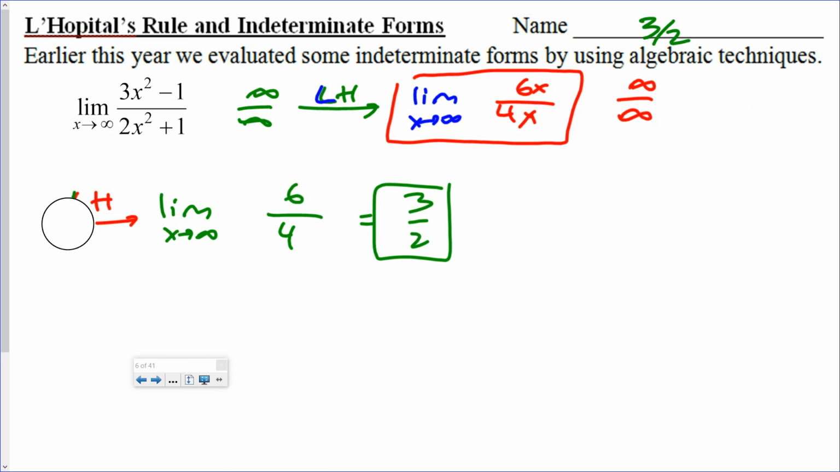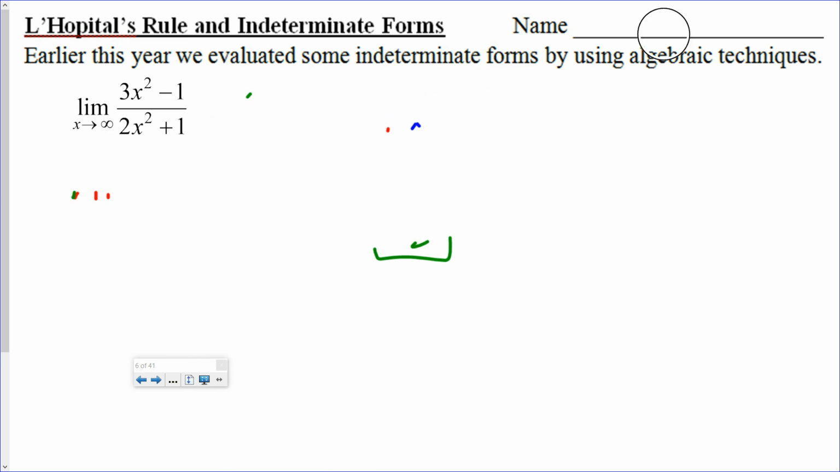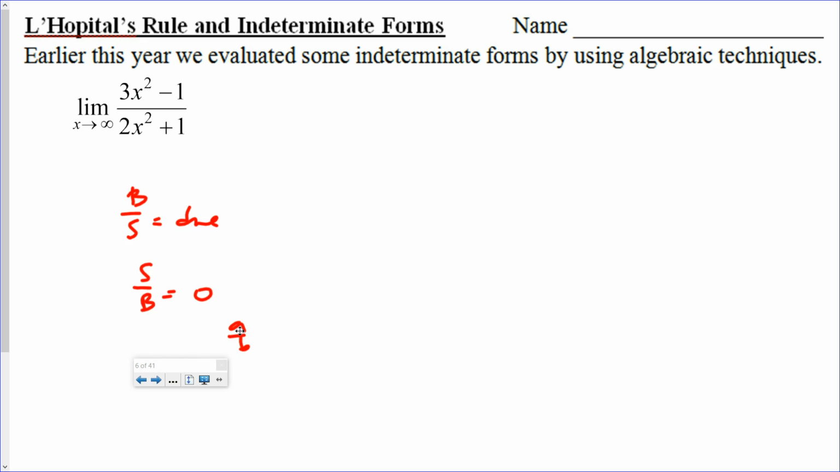So let's look at another problem, okay? In September, how did you do this problem? We're doing a limit to infinity problem. Remember limit to infinity? It was either big over small was equal to DNE, small over big was equal to 0, or if you had the same, it was a ratio of the coefficients. Remember that? Okay, so the leading exponent here is 2. The leading exponent here is 2. So what's the answer here? 3/2. You guys good with that?